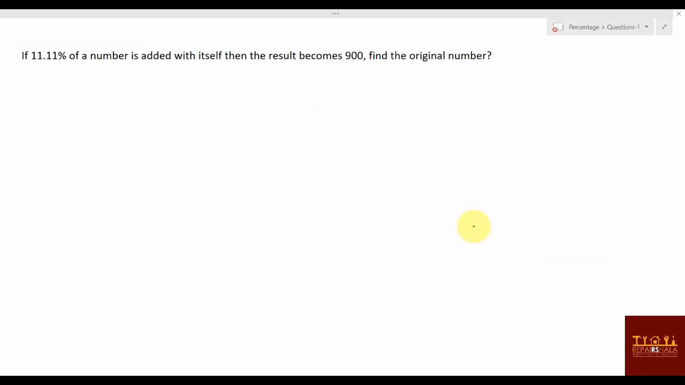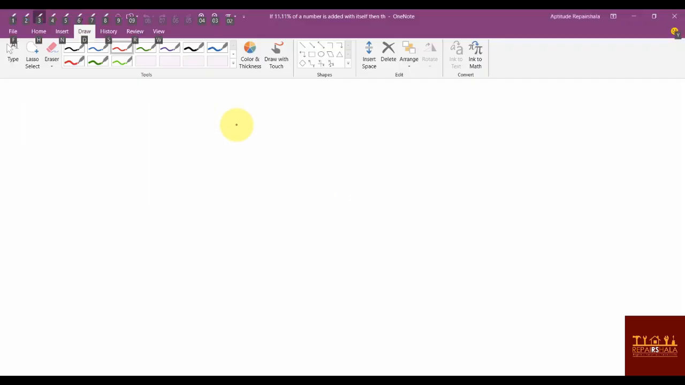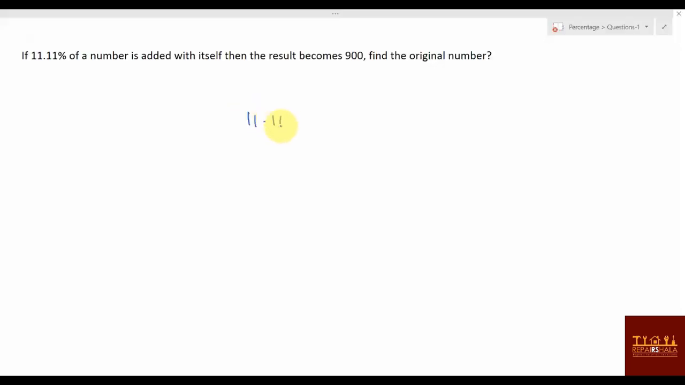Next one. If it is given something like 11.11 percentage is added. So 11.11 percentage is 1 by 9, means 9 plus 1. Yes or no? 9 and 1 is given as how much? 900. So 10 is given as 900. So 1 is given as 90. What do you need? 9. So if you are adding the 11.11 percentage of this, you will be getting the answer as 900.